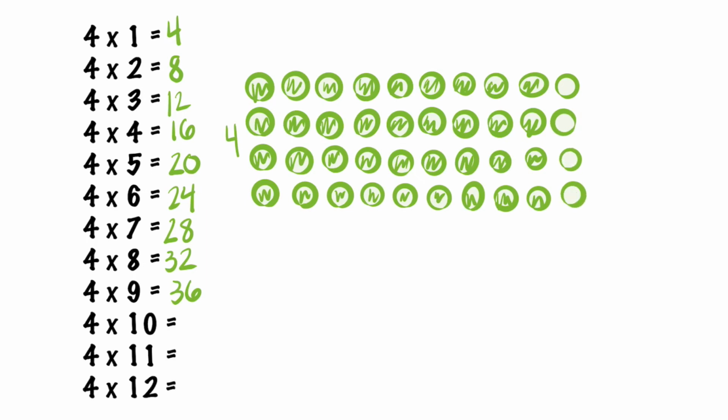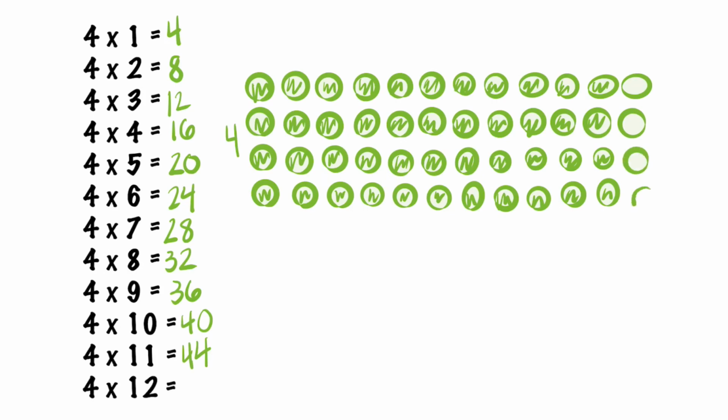Let's draw that and label it 4 times 10. Let's go ahead and count up 36, 37, 38, 39, 40. 4 times 11 means 4 rows of 11. Let's draw it and label it 4 times 11. Now we count up 40, 41, 42, 43, 44. The product is 44. 4 times 12 means 4 rows of 12.